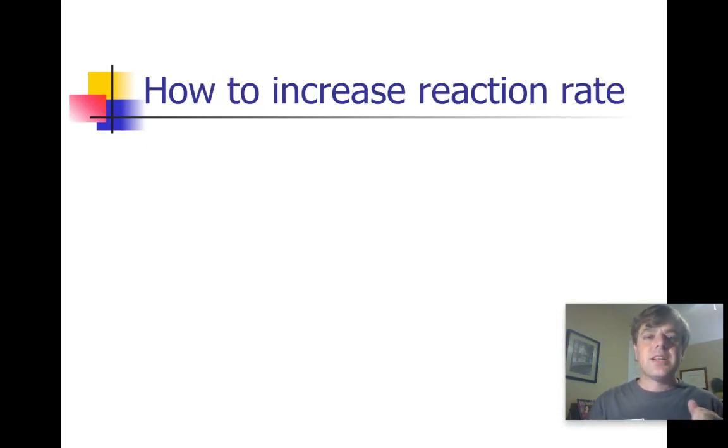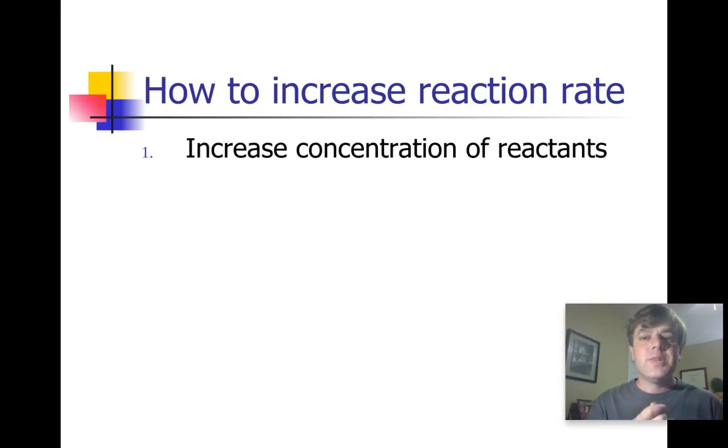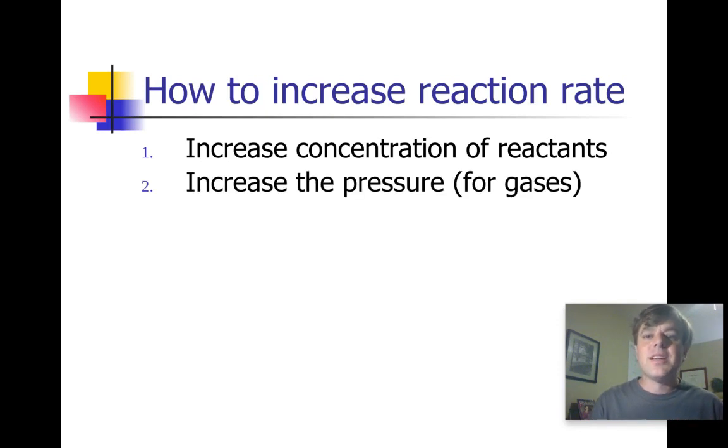There are 5 ways to increase the rate of a reaction. The first way is to increase the concentration or molarity of the reactants. If you have more of the reactants, they're more likely to run into each other. It's kind of like, if you think back to when we were in school, you're more likely to bump into someone in the hallway during a class change than if you're just going to the bathroom during class, because the more people there are, the more likely you are to accidentally bump into somebody.